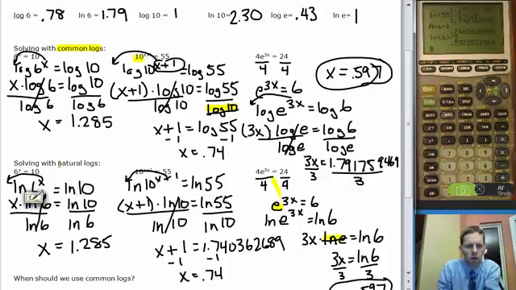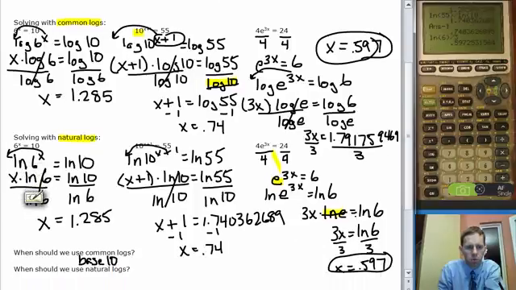So when using natural logs, be aware of there being an e in the problem, and that's probably to your advantage. On problems that don't have e's or bases of 10, you can use either one, and it really doesn't make a difference as far as how long it takes for you to solve the problem. So use common logs when you're working with base 10 problems. And you want to use natural logs in problems where the base of your exponent is e.